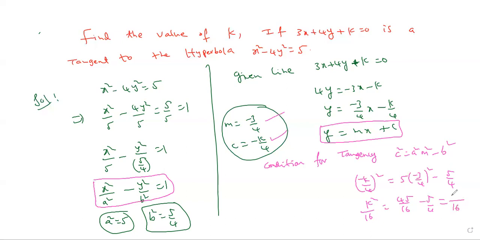Taking LCM as 16, 45 minus 5 into 4, that is 45 minus 20. Both sides have denominator 16, so it cancels. 45 minus 20 is 25. So k square is 25. If k square is 25, then what is k? Plus or minus 5, root of 25. So the answer here is plus or minus 5.